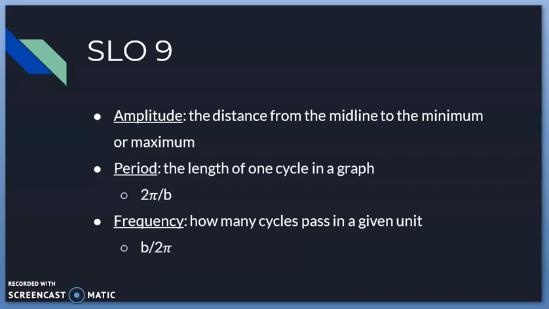Here are some basic definitions for some terms. The amplitude is the distance from the midline to the minimum or maximum. A period is the length of one cycle in a graph, and it's found by using 2 pi over b. The frequency is how many cycles pass in a given unit. This is found by b over 2 pi. This means that period and frequency are inverses of one another.